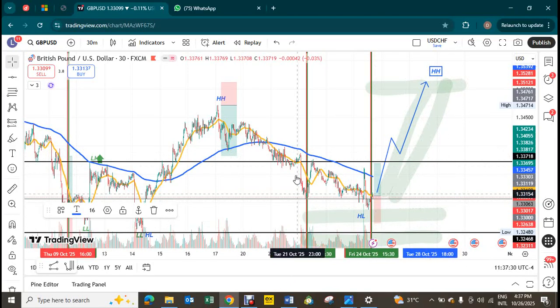So on my next video I will tell us or show us how we can get an accurate entry sniping position for either a sell scenario or a buy scenario.